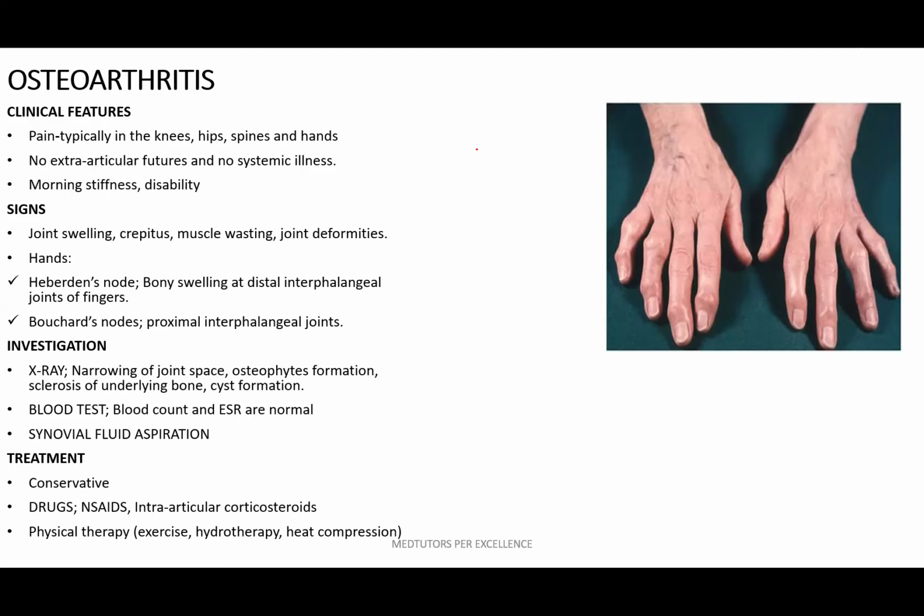When they wake up in the morning, they will have some form of stiffness of the joints. Now, you can also see this stiffness in rheumatoid arthritis. Okay, they could have stiffness.